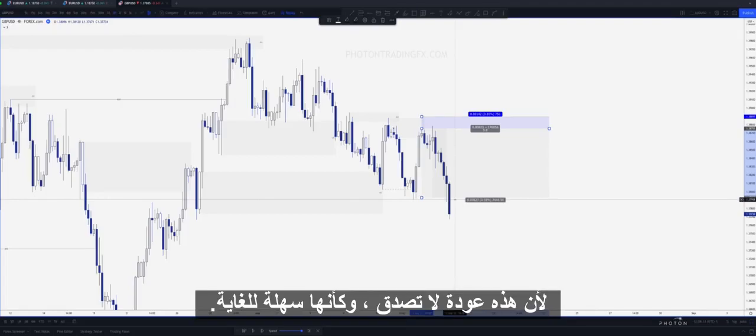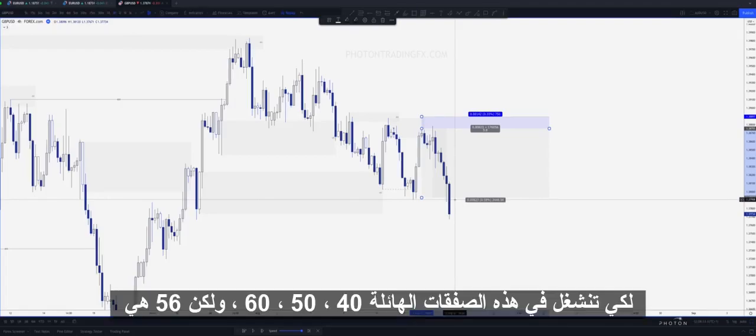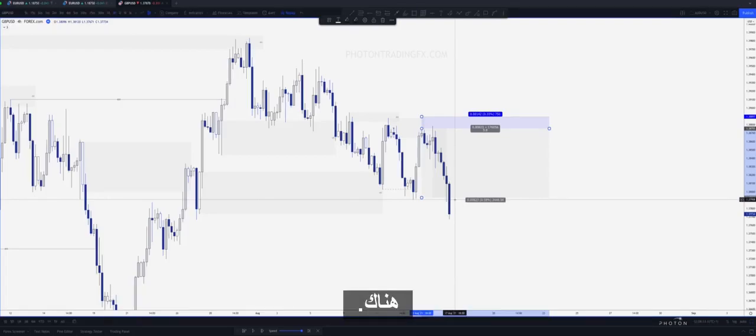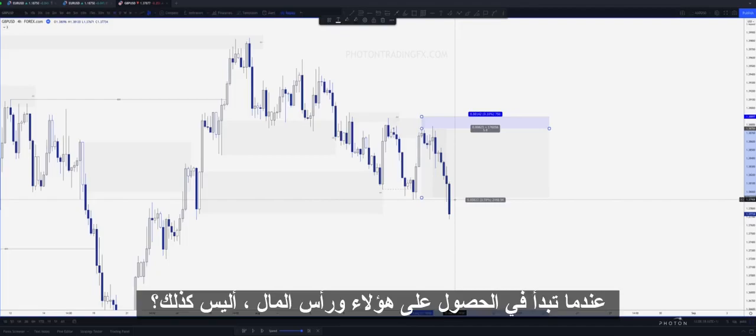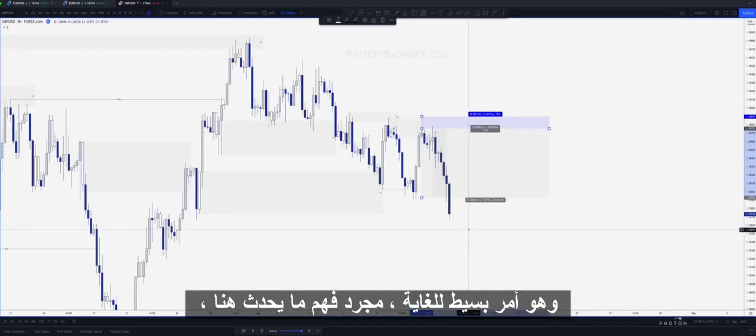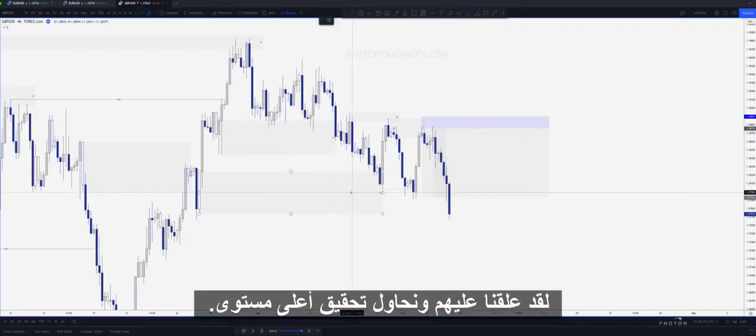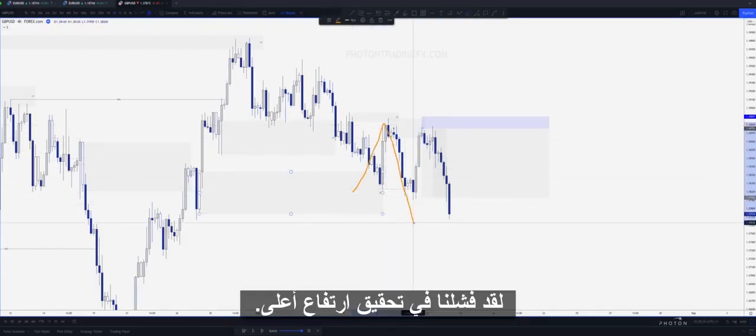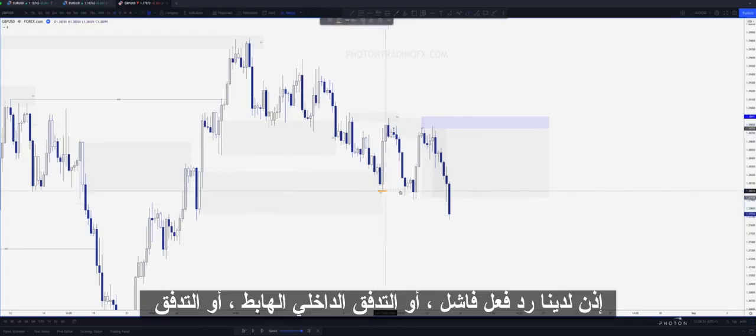It's very easy to get caught up in these massive 40, 50, 60R trades, but 5, 6R there, when you start to have that decent capital, right? That is a ton of money. You can make more than someone's annual salary in a Western country just with that trade alone. And it's so simple. Just understanding what's going on here, right? We've come into demand. We tried to make a higher high. We failed to make a higher high. So we have a failed reaction.